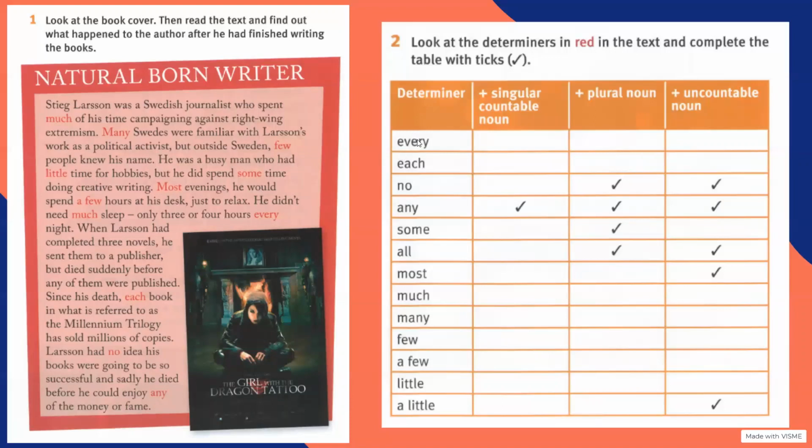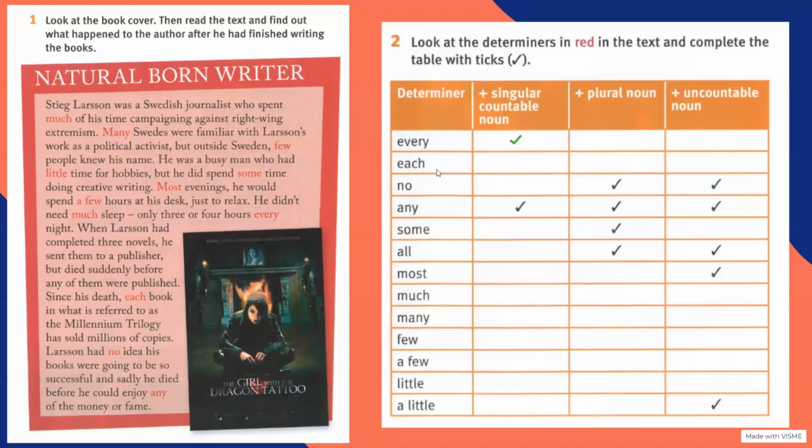Now, with that in mind, let's look at these determiners and see where do they appear in the text. So the first one is every. First, we need to find it in the text. Here we have every night, and night is a singular countable noun. One night, 2 nights. We can count it, and in this case, it appears in the singular form.